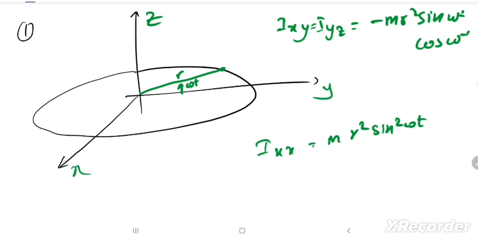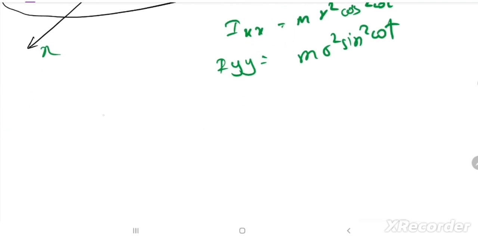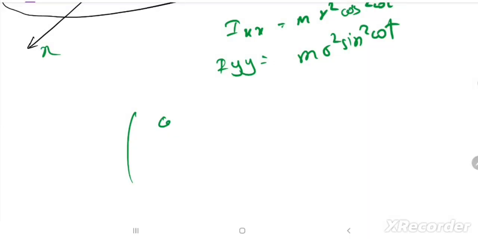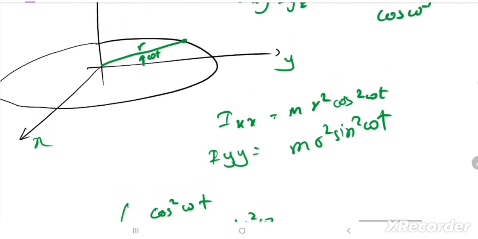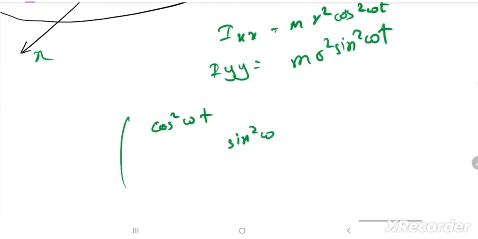Ixy will come out to be negative. Now Ixx can be written as m r square cos square omega t. Similarly, Iyy can be written as m r square sin square omega t. What will be the inertia tensor? Inertia tensor will be cos square omega t, and then the next will be sin square omega t. What is Izz? Izz will be simply m times r square, so it will be just 1.